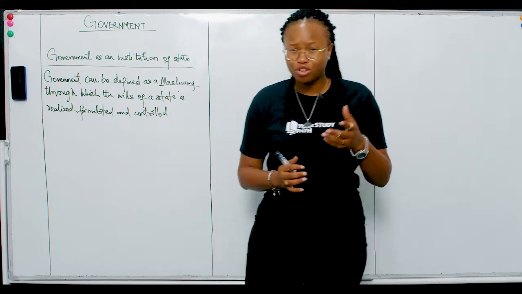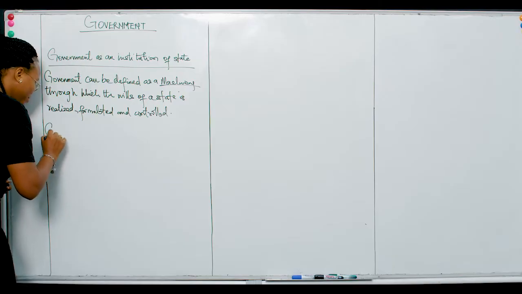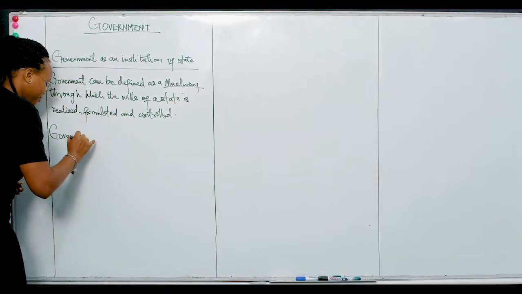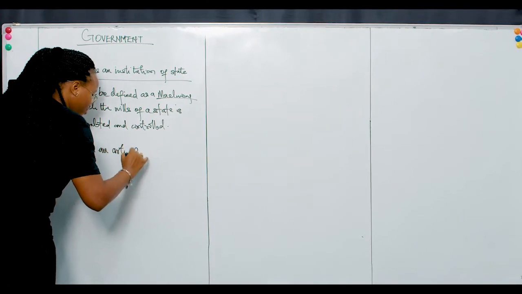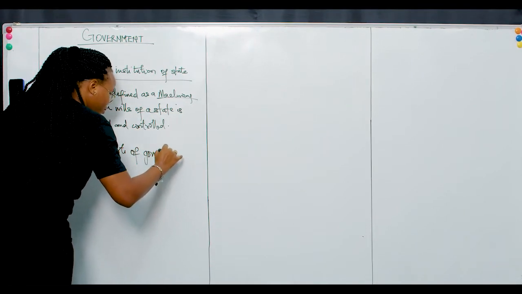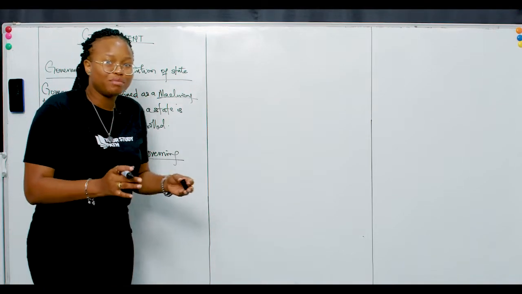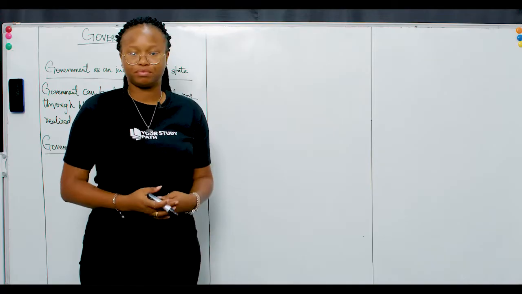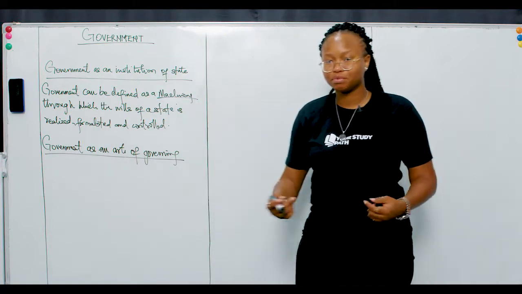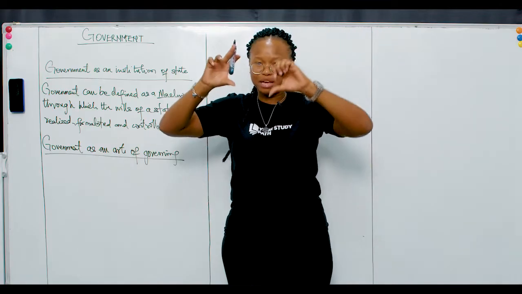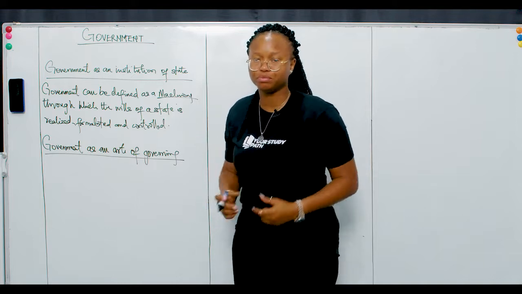Similarly, we could look at government as the art of governing. So we said we can look at government as the art of governing. What are we trying to say here? We're trying to say that what the government basically does is govern. They govern, they control, they guide, they implement. So we're saying government as a body is responsible for governing its people.